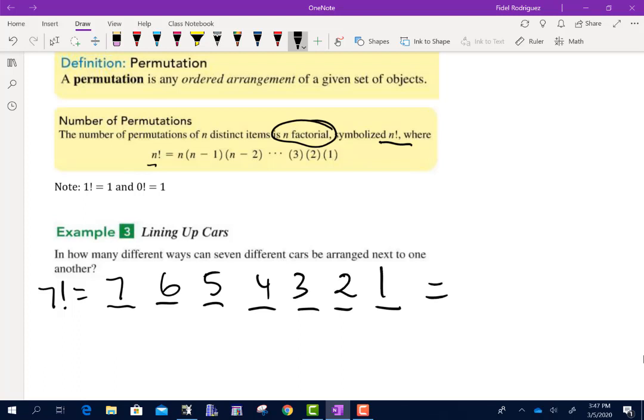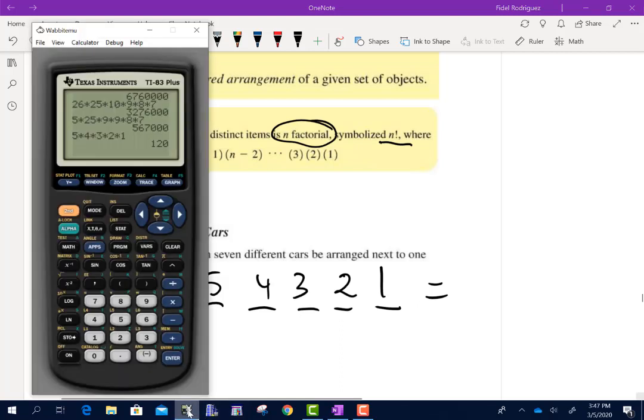There is a way to do this on your calculator without actually having to multiply all those numbers out. Let me clear this. On this kind of calculator, you're going to hit 7. And then I'm going to go to Math. If you look right here, it says PRB. The way I get there is I hit my right arrow button 4 times. And I'm going to go to where it has the little exclamation point. So I'm going to go down to the number 4. I'm going to hit enter.